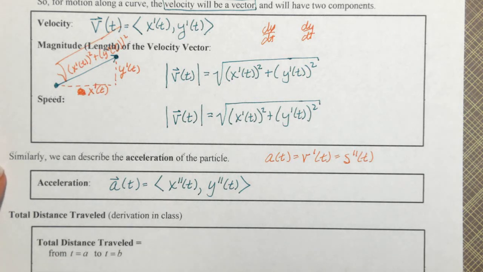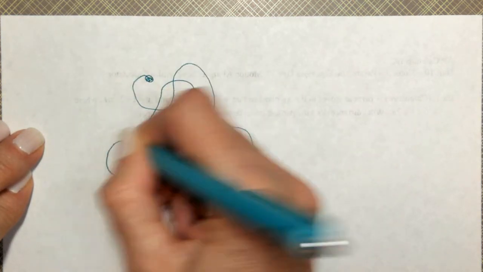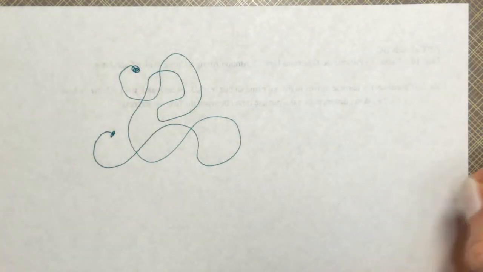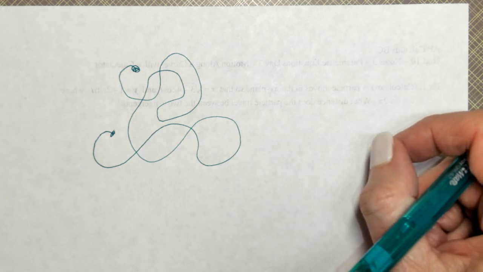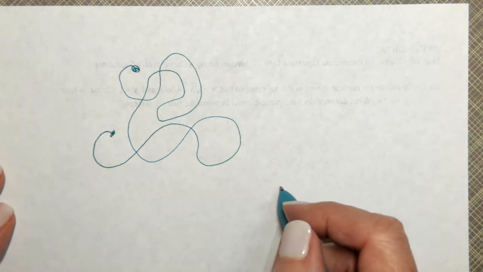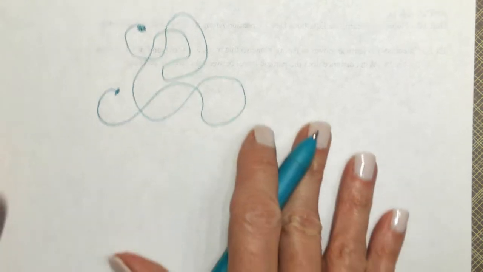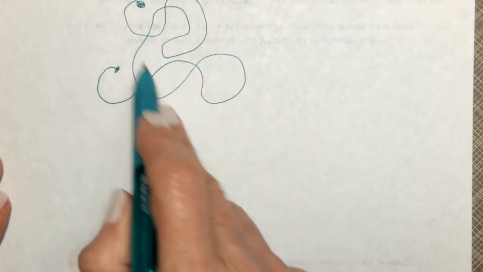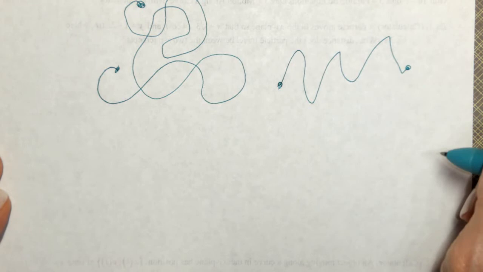Next, we're going to talk about total distance traveled. So again, we have this curve, and this particle is on this curve, and we want to know how far did it travel. So if we took this and straightened it out and measured it, that would be how far the particle traveled. So we've already done this because we already have an equation for the length of a curve. And we did this not for parametrics, we did this for functions. We had the length of a function.